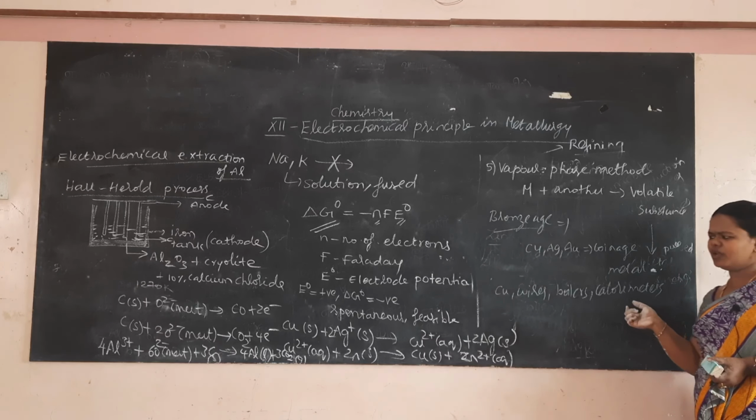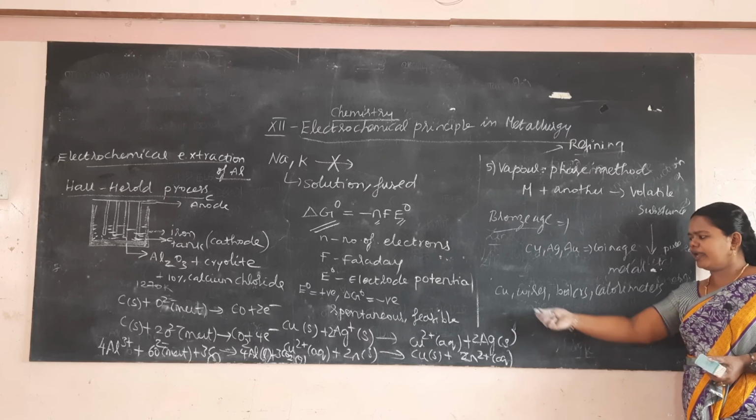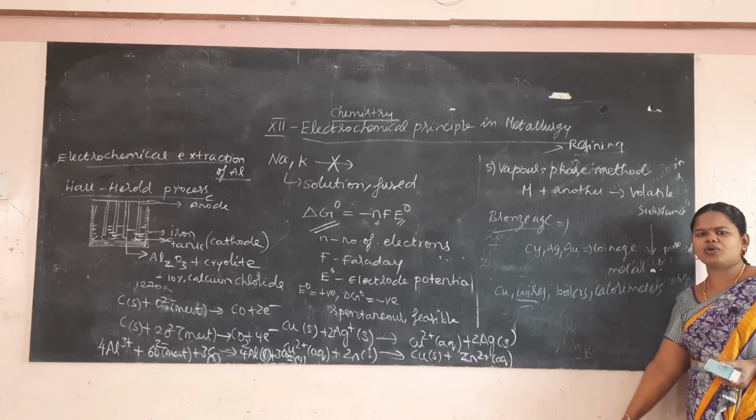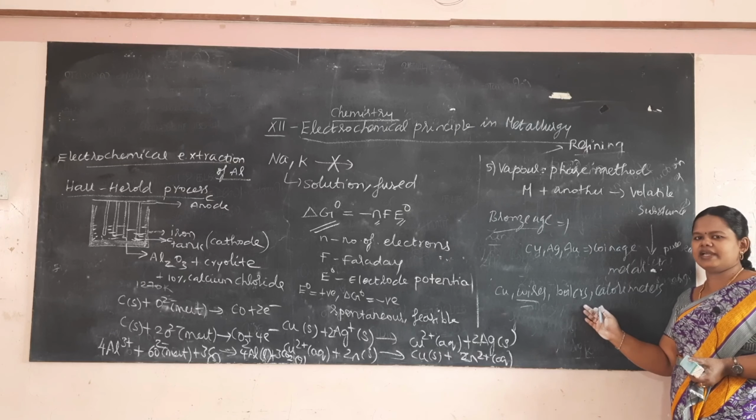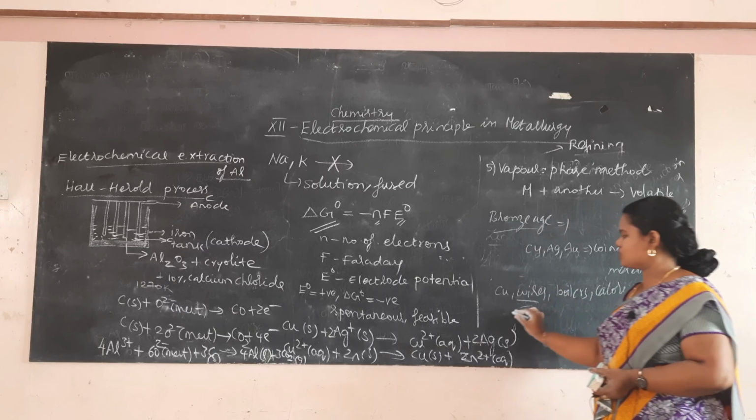Then here, what is the use of this copper? Why is it used as wire? Because it is a good conductor of heat and electricity. Copper is a good conductor of what? Heat and electricity. And now the next one, iron.